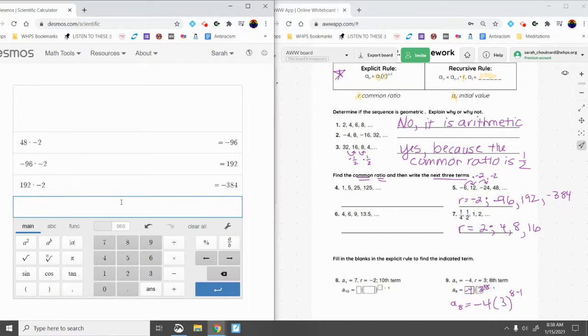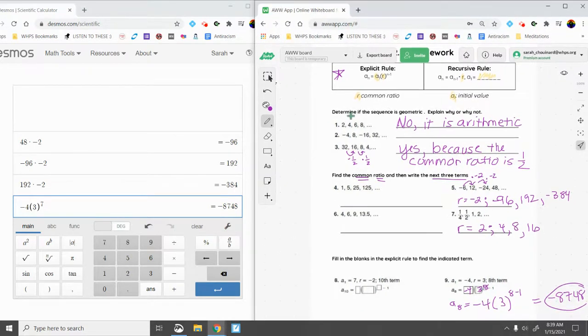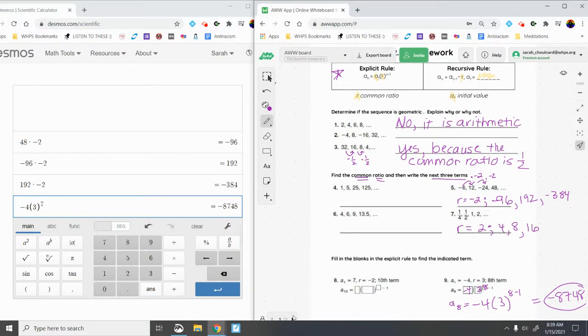So let's use Desmos. -4 times 3 to the 8 minus 1. Actually, in the exponent, let's just do 7, since 8 minus 1 is 7. So the 8th term of the sequence is -8,748. All right, let's take a look at a couple more examples.